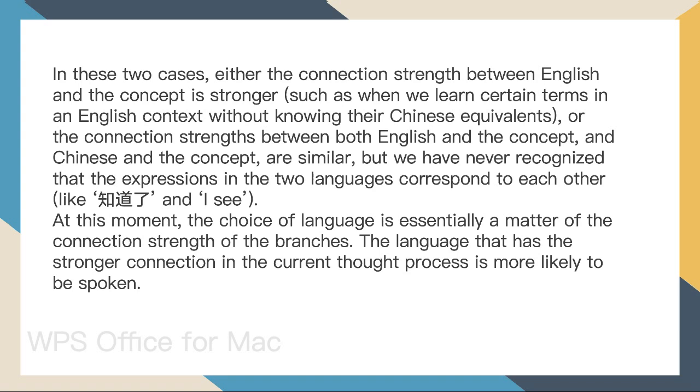In these two cases, either the connection strength between English and the concept is stronger, such as when we learn certain terms in an English context without knowing their Chinese equivalents, or the connection strength between both English and the concept and the Chinese and the concept are similar, but we have never recognized that the expressions in the two languages correspond to each other, like 知道了 and I see. At this moment, the choice of language is essentially a matter of the connection strength of the branches. The language that has a stronger connection in the current thought process is more likely to be spoken.